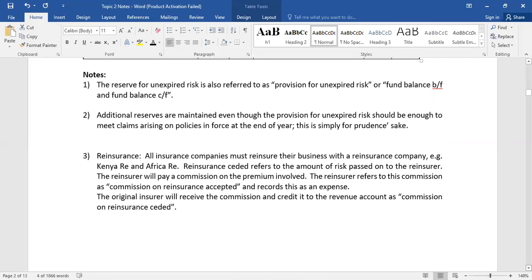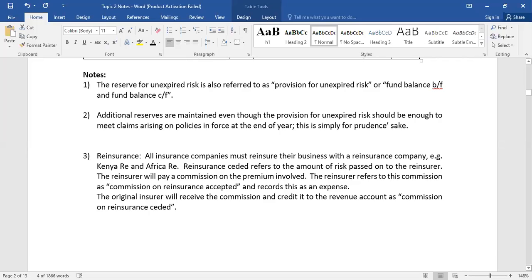The reserve for unexpired risk, or what we are calling the provision for unexpired risk, is our fund balance brought forward. So once we close the books, the carried forward will be our funds balance brought forward at the start of the next year. Then we've said that an additional reserve may be maintained to cushion ourselves, in line with the prudence concept. We are not supposed to overstate or understate our revenues and costs. Therefore, to be in good standing, it's good to have an additional reserve.